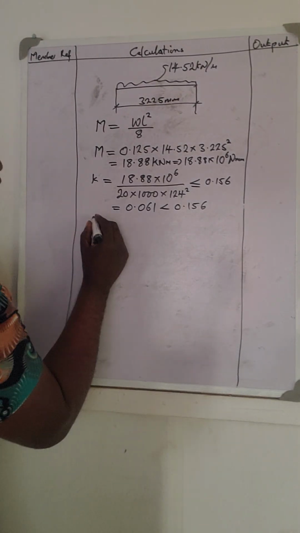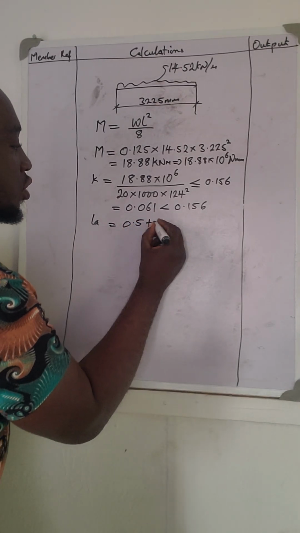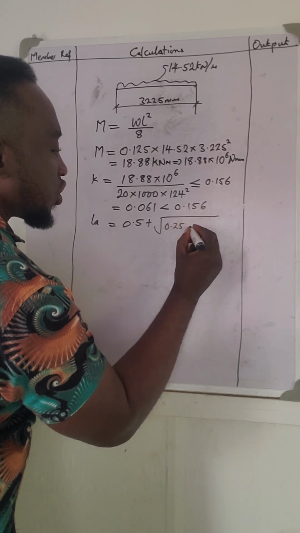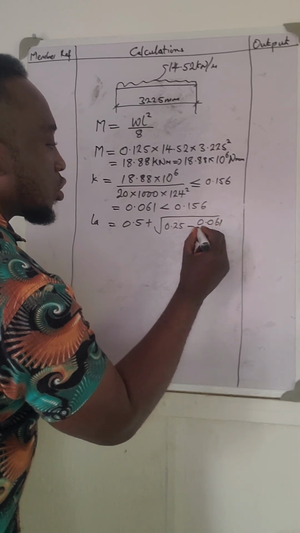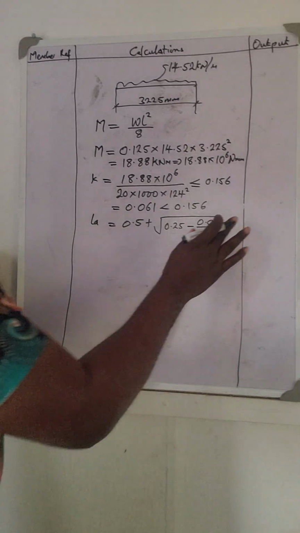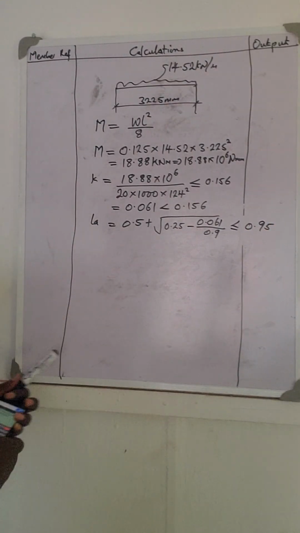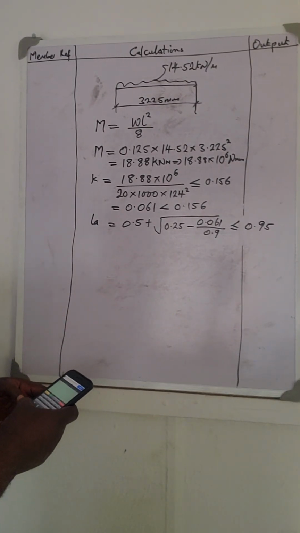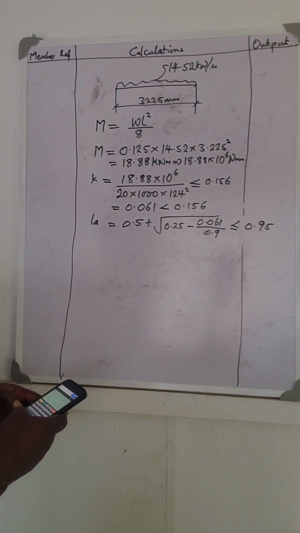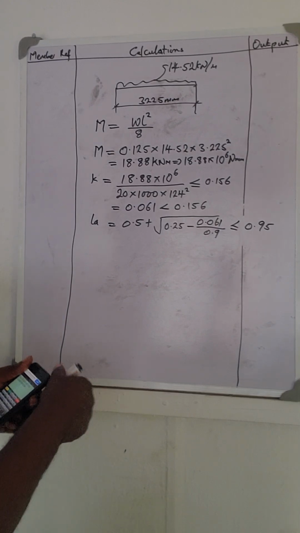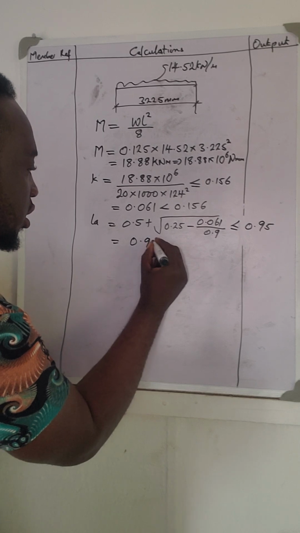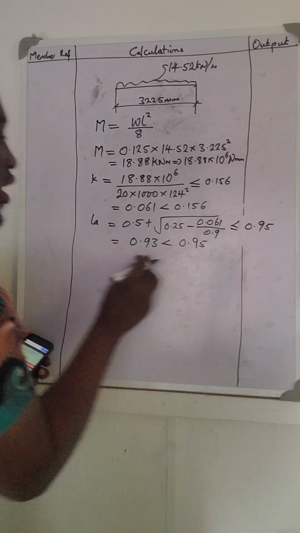Now the next step is to solve for the lever arm. LA equals to 0.5 plus square root of 0.25 minus our k, 0.061 over 0.9. Okay, which must be less than or equal to 0.95. All right, whichever is the lesser we use. Okay, so let's compute 0.5 plus square root of 0.25 minus 0.06 divided by 0.9. So after solving, we now have this to be 0.93. You can see that this one is less than 0.95. All right, we use the lesser value.